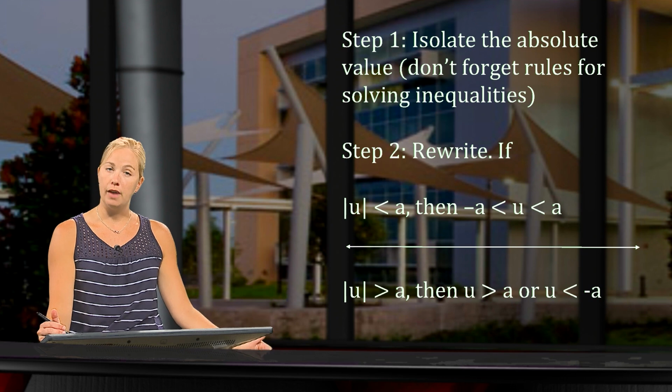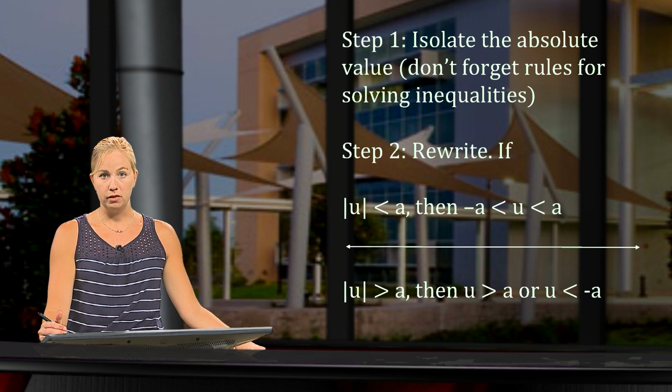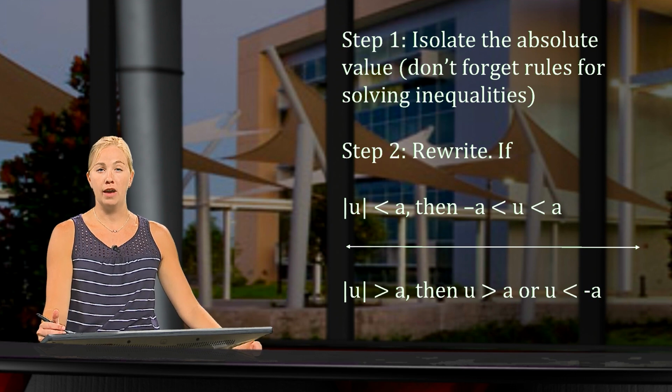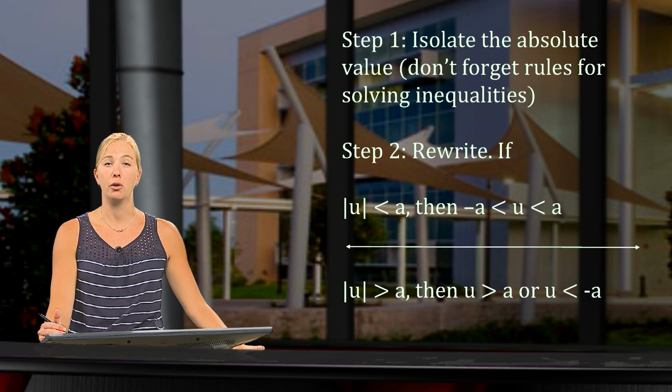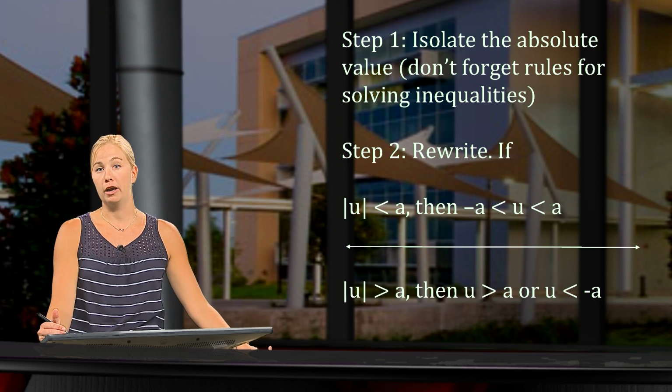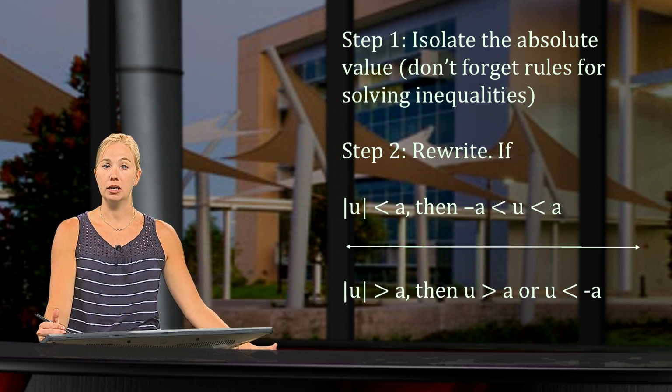So for solving an absolute value inequality, the first step is always the same. We're trying to isolate the absolute value. But now since we're dealing with an inequality, we have to make sure we remember the rules for solving inequalities. Specifically, when we multiply or divide by a negative, we have to flip the inequality symbol.